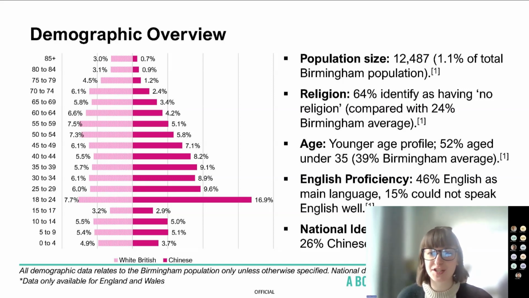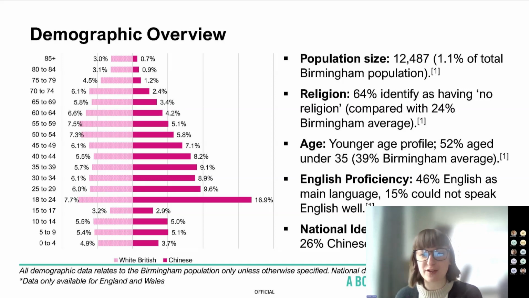In terms of English proficiency, just under half had English as a main language. Of those that did not have English as a main language, 35% could speak English well or very well, and only about 15% could not speak English well. But relating this to the total population of Birmingham, only about 4% of the Birmingham average population could not speak English well. So it's more likely that the Chinese population in Birmingham is not going to speak English well or very well, if not having it as a main language.